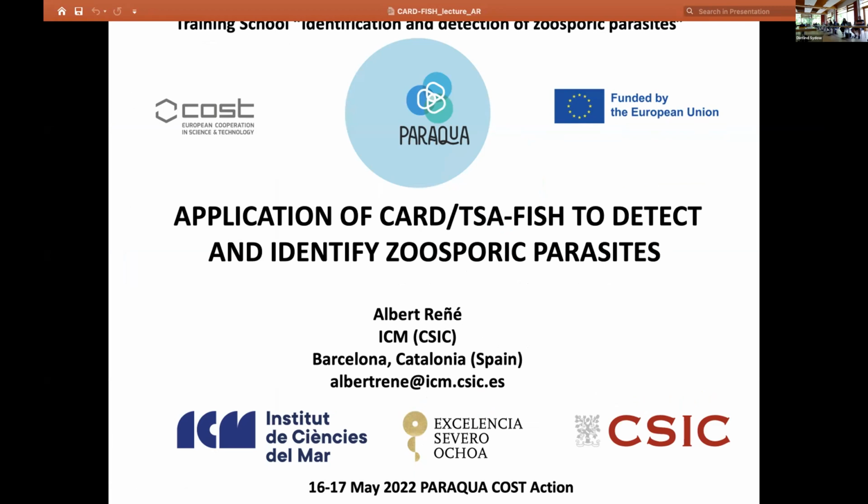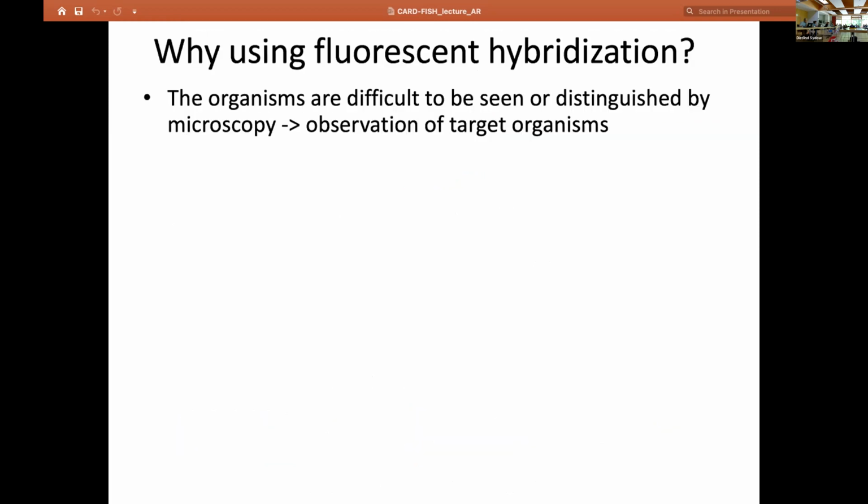So, following the talk by Silke, I will continue talking about active fluorescence techniques. In this case, it is CARD-FISH or TSA-FISH to detect and identify the parasites. The names mean exactly the same, different names for the same technique. One means catalyzed reporter deposition, and the other one, tyramide signal amplification. It's exactly the same, okay?